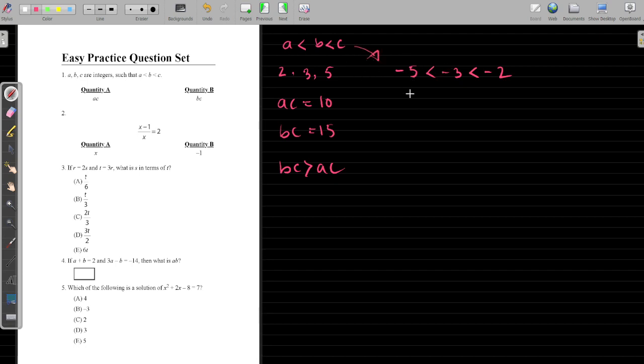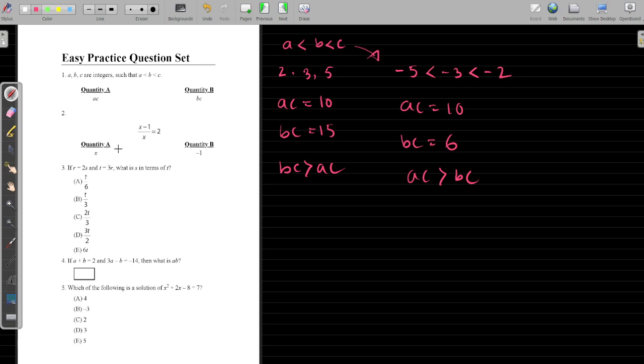Okay, so now I multiply AC. AC means minus 5 multiplied by minus 2, which is 10, and BC means minus 3 multiplied by minus 2, which is 6. So in this case I find AC greater than BC. So we cannot answer this question. So none will be the correct answer. That means you cannot identify.